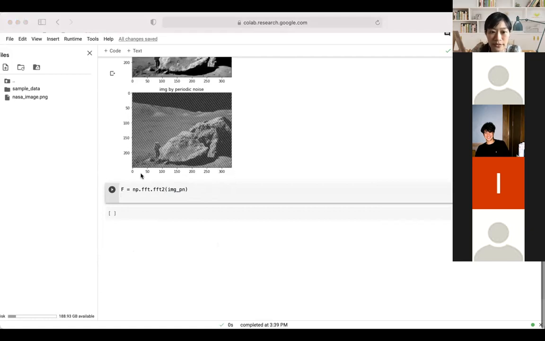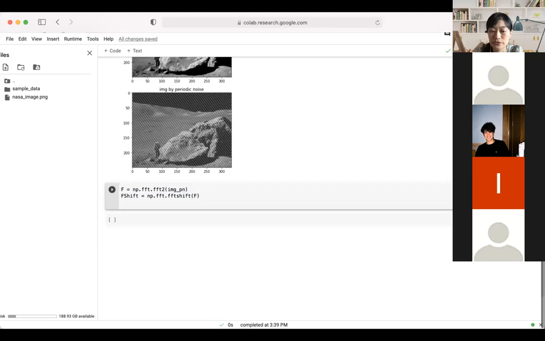So I'll shift it using fftshift with a big F. So, fftshift. And what's next? If I want to take a look at it, you cannot look at the detail of the complex number, right? You have to find the spectrum. Your friend said log.